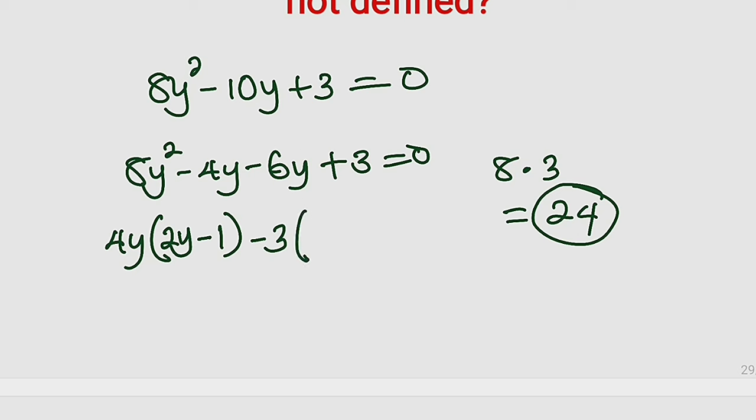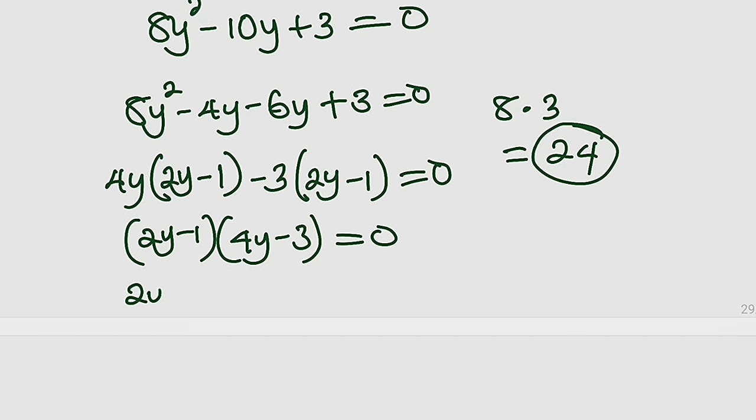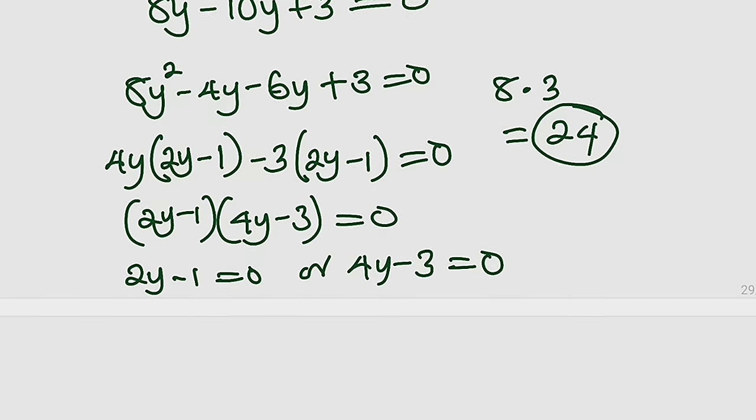If you take minus 6y, you divide by negative 3, that will give us 2y. And 3 divided by negative 3 is negative 1. This is equal to 0. We have 2y minus 1 in common, so you take one of them. From the first term, we have 4y. From the second term, we have negative 3. This is equal to 0, which implies either 2y minus 1 equal to 0 or 4y minus 3 equals 0.